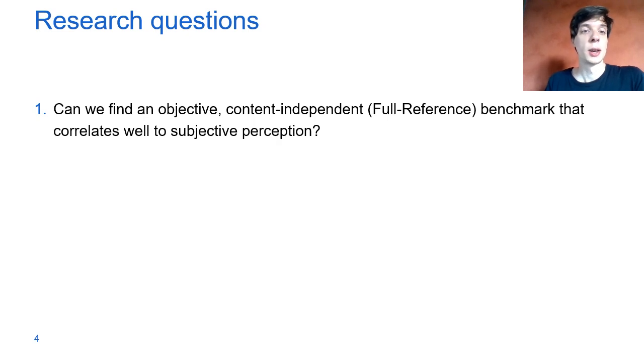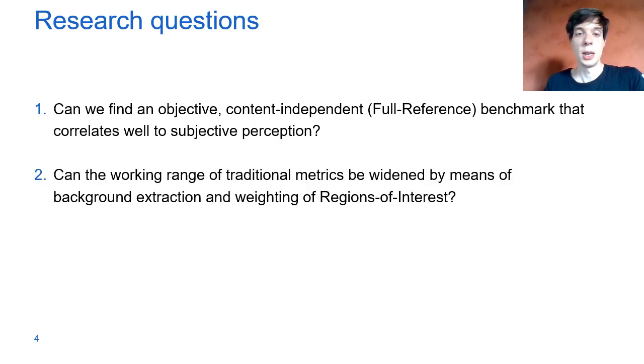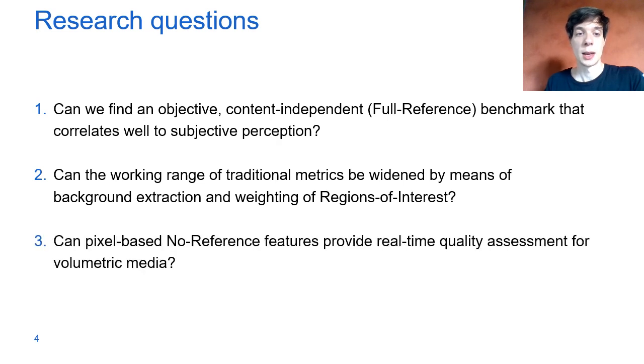This leads us to the following research questions. So first of all, can we find an objective, probably full reference benchmark that correlates well with subjective perception and in addition is content independent, contrary to SSIM? Second, can we improve the working range of traditional video metrics by means of background extraction and selection of regions of interest, which can then be weighted to obtain a quality metric? And third, is it possible to use pixel-based no-reference features to provide a real-time quality assessment model for volumetric media?